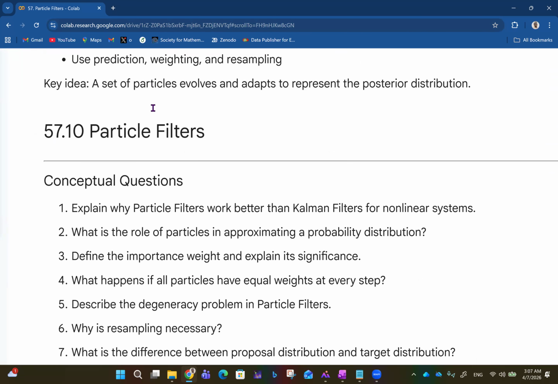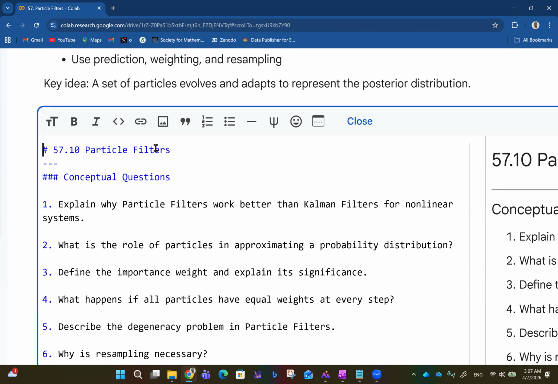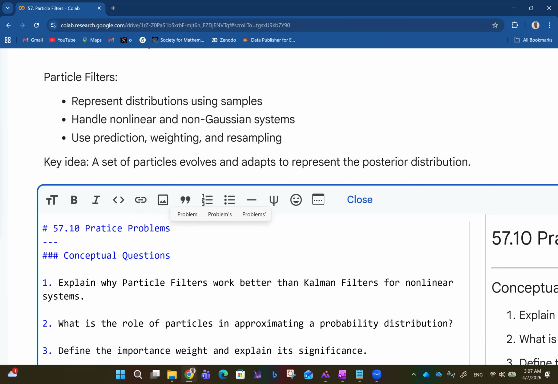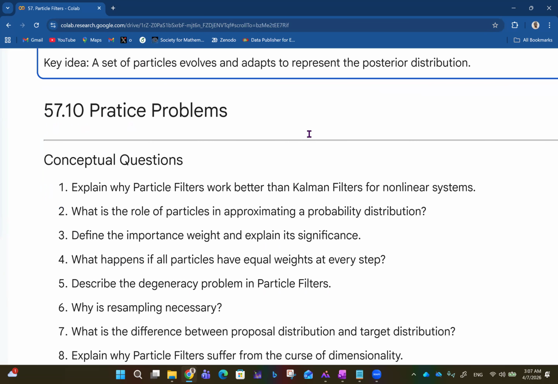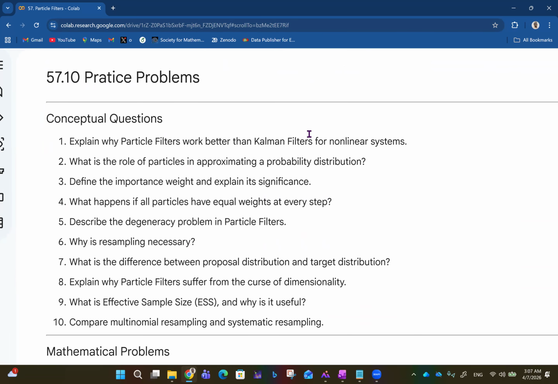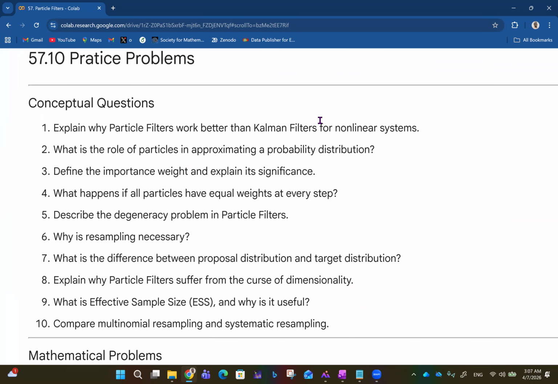So, okay, this should actually be practice problems. So we have conceptual questions. Explain why particle filters work better than Kalman filters for nonlinear systems. Yeah, I mean, we talked about all of that. So try to look at this question. This is 1 to 10.